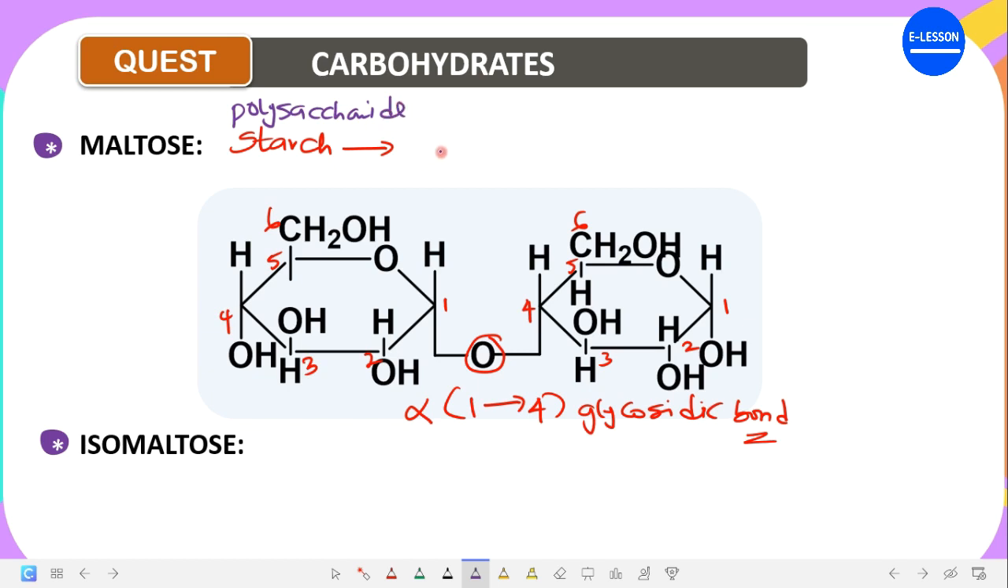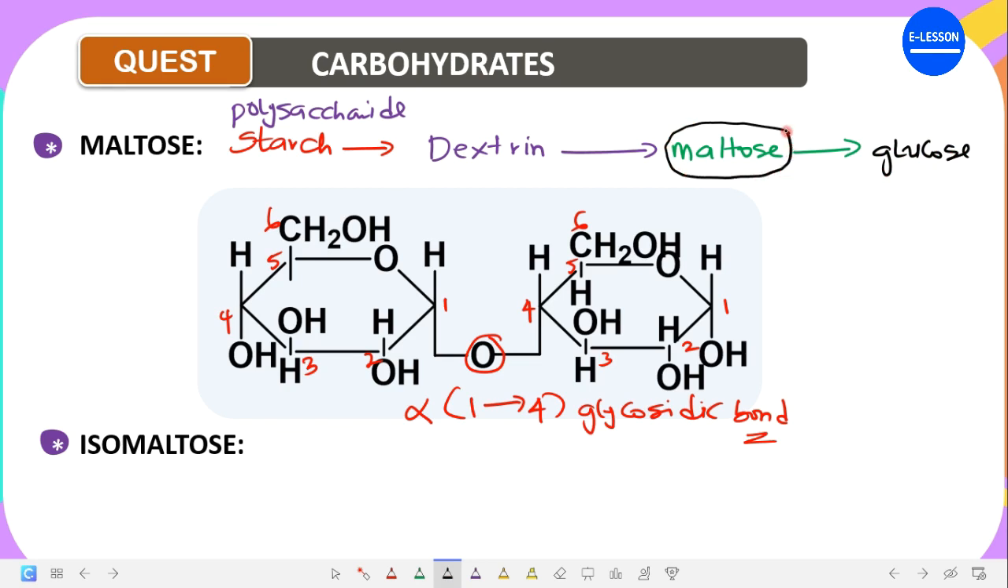So when you break down starch, it gives you, first of all, dextrin. Now, dextrin will be broken down to what? Maltose, which is a disaccharide. Then maltose will be broken down to what? To glucose. So you see how starch is broken down in the body. Maltose ordinarily is not produced by the body. It's a breakdown product of starch. Starch to dextrin, from dextrin to maltose, and from maltose to what? Glucose. Is that understood? So that is for maltose.